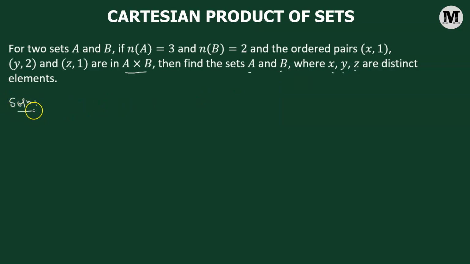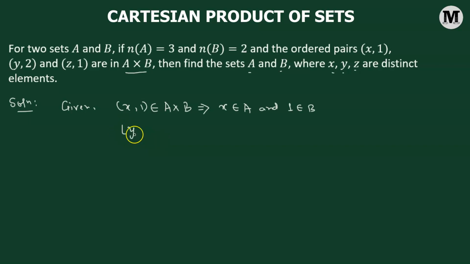Now let's start with the given ordered pairs. It is given to us that we have the ordered pair (x, 1) belonging to the Cartesian product of A and B. Now this simply means that the first element of the ordered pair, which is x, is going to belong to the first set A, and the second element of the ordered pair, which is 1, is going to belong to the second set, that is B.